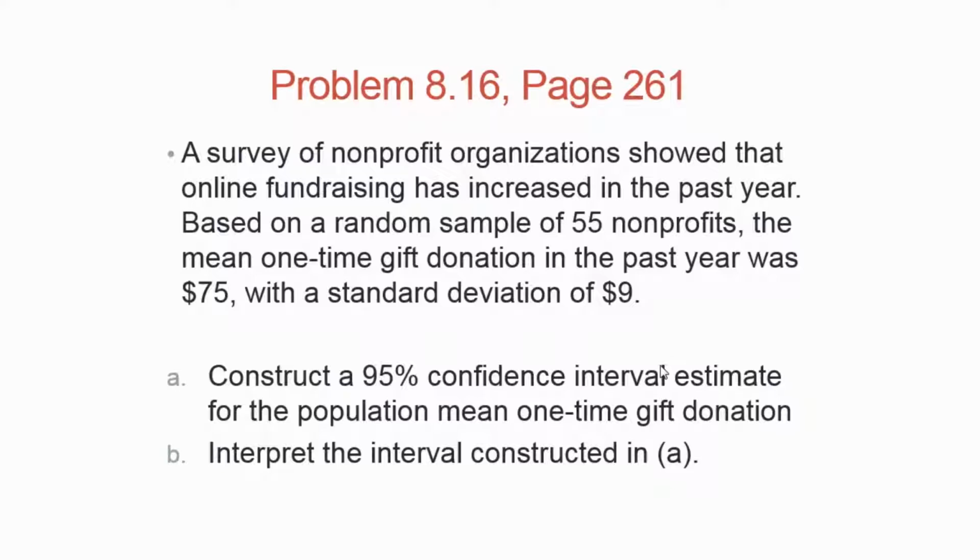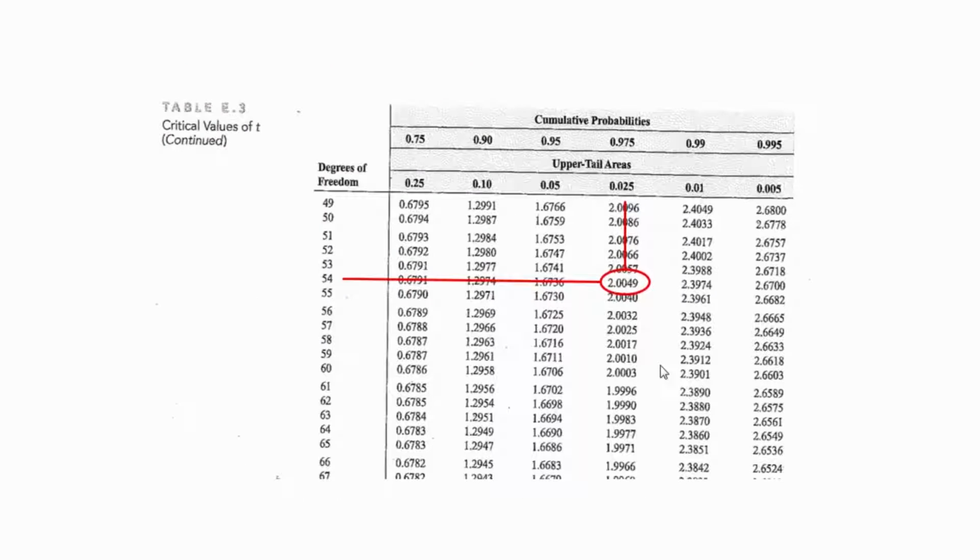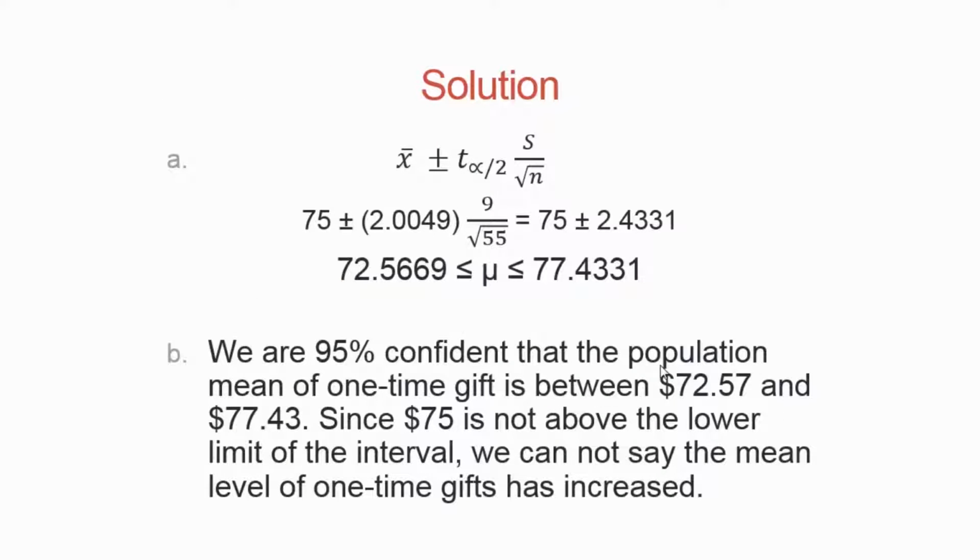If we go back here, so what do we think the actual value is? We think it's increased in the past year. The survey showed online fundraising has increased. But when we look at the numbers, we say, well, it's somewhere between $72.57 and $77.43. Since 75 is not above the lower limit of the interval, we cannot say that the mean level of one-time gifts has increased. It may be the same, it may be somewhere in this range probably with 95% confidence, but it may be no greater than it was before.